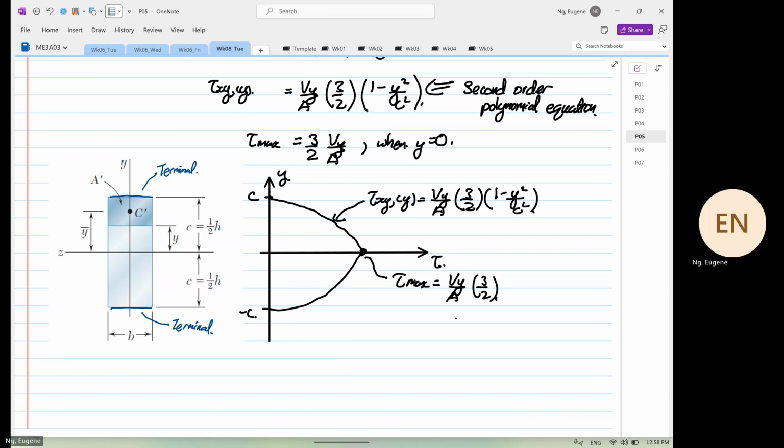Okay. Now, this is only true. So what is only true? Tau max will occur at the centroid only if the thickness is what? Constant. If the thickness is not constant, then no. Okay, I repeat again. If the thickness is not constant, then you're in trouble.